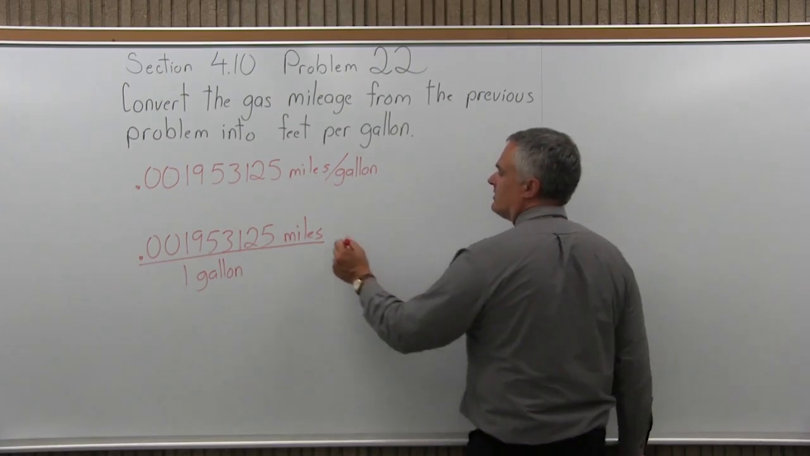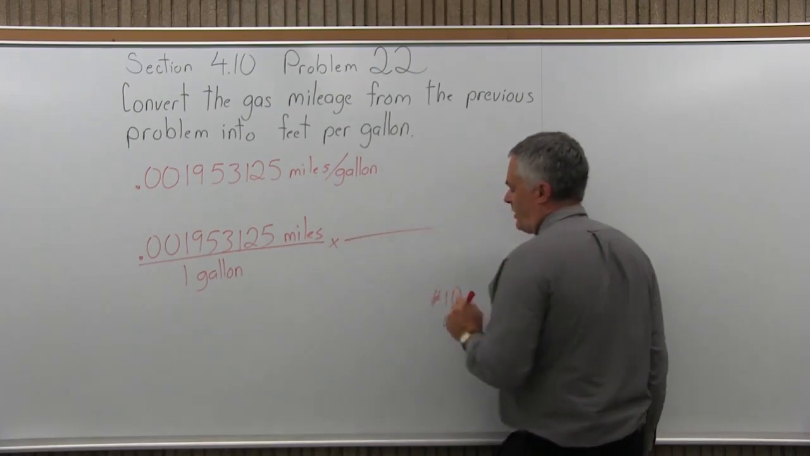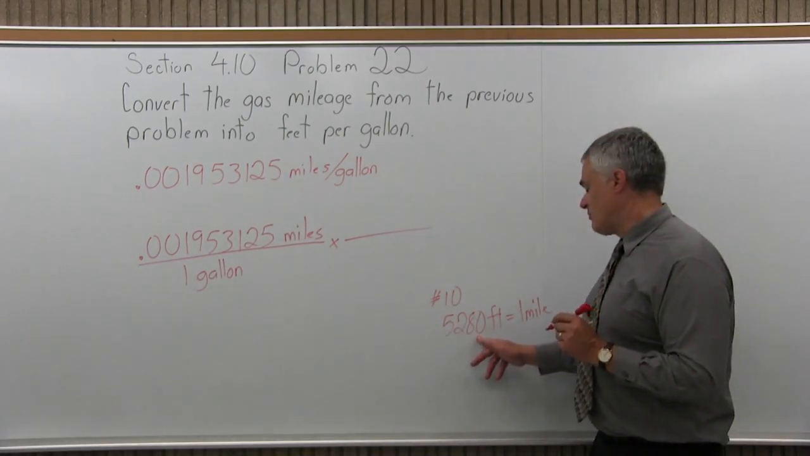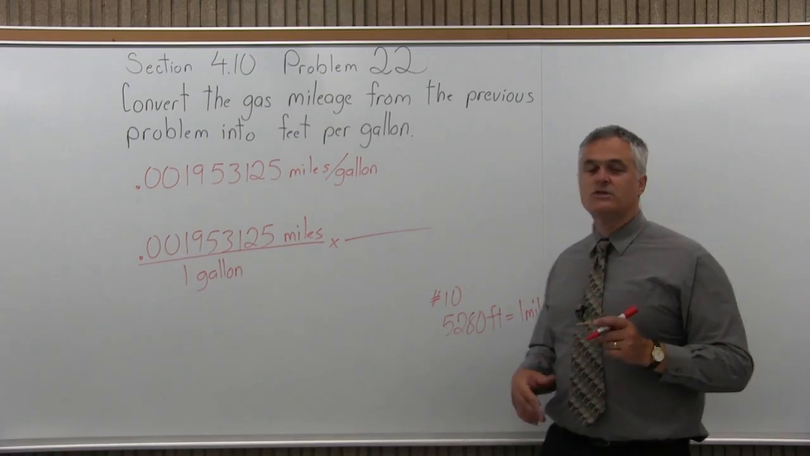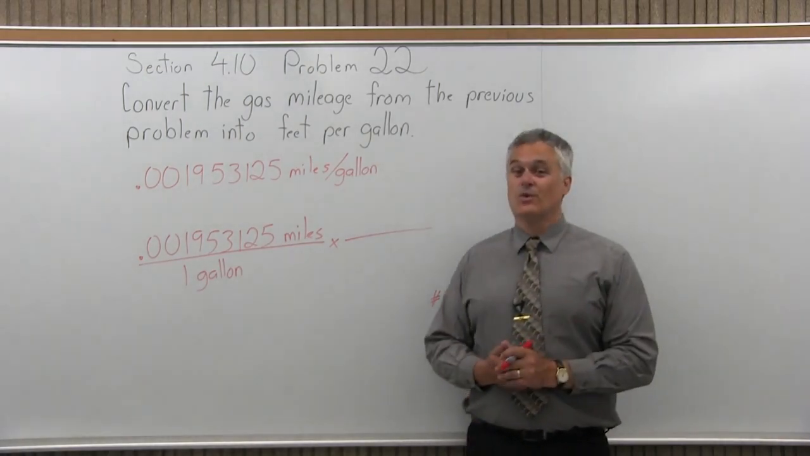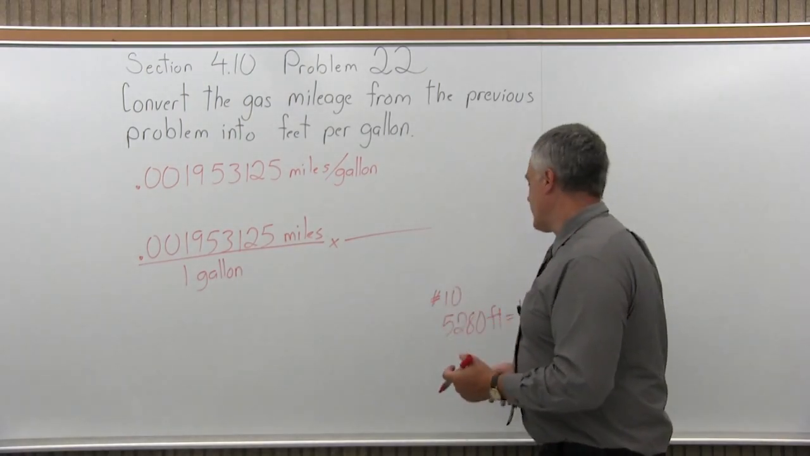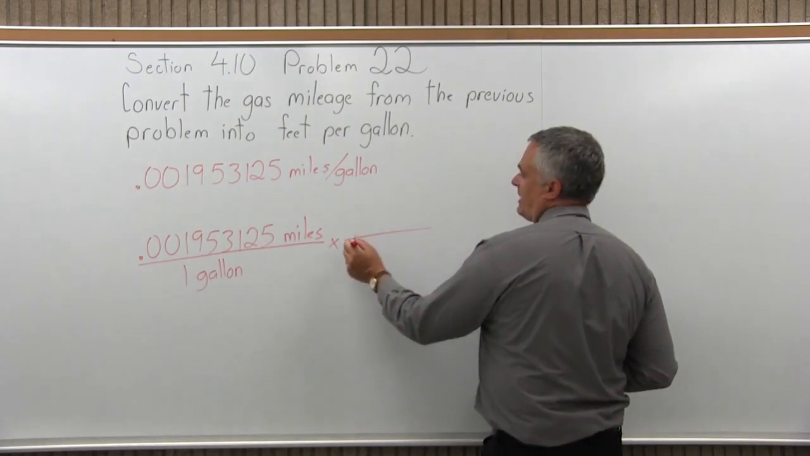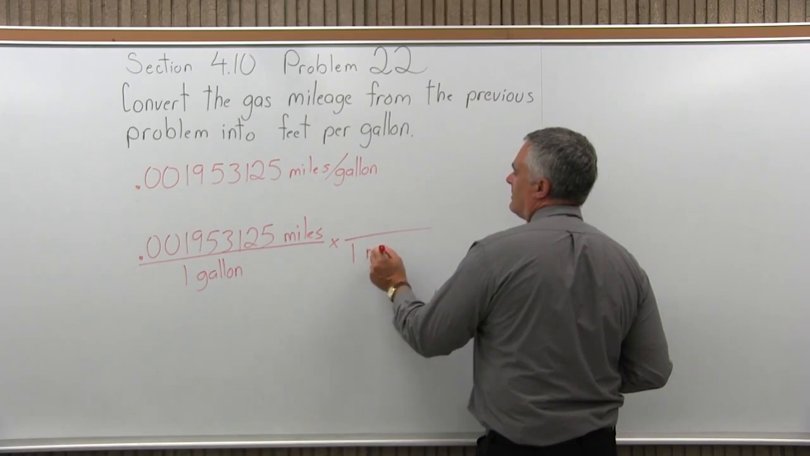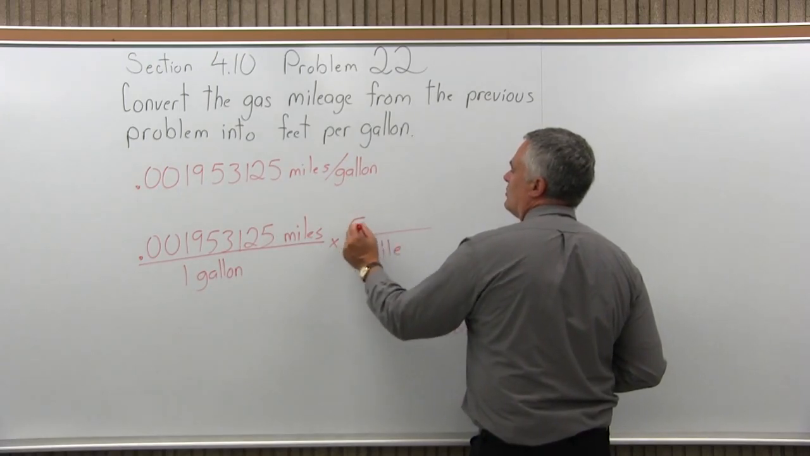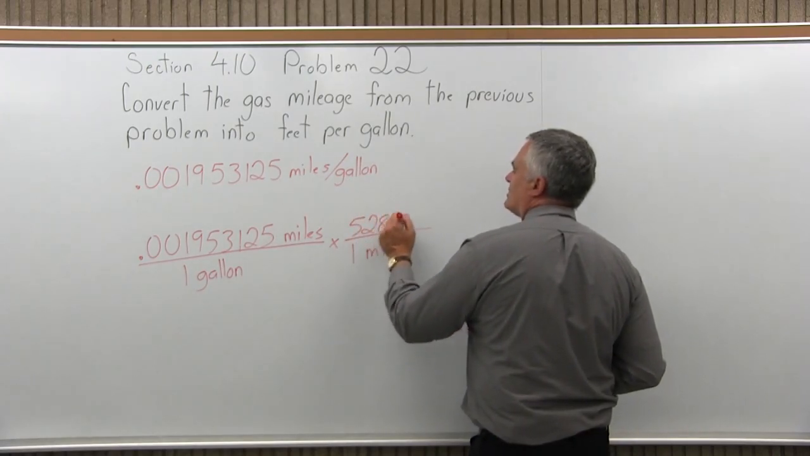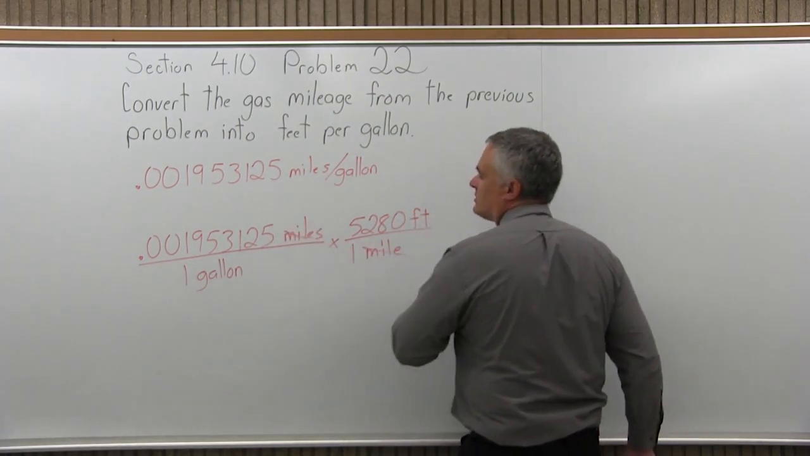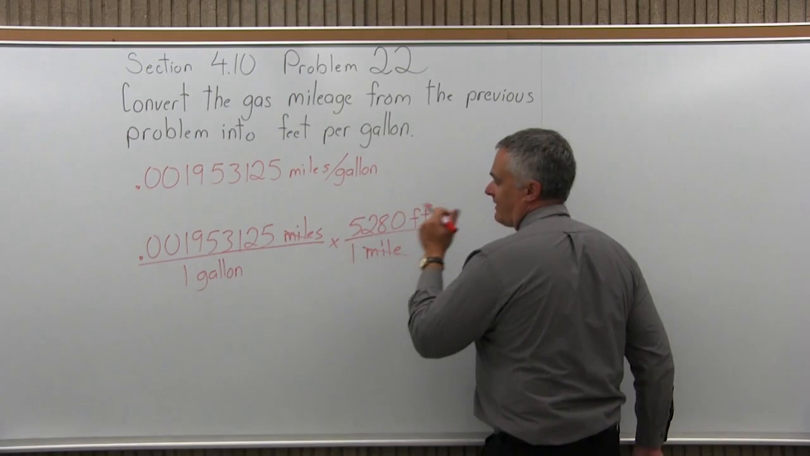So what I have to do is multiply that in a fraction. 5,280 feet will be in one part of the fraction, 1 mile in the other. You just have to decide what's in the numerator, what's in the denominator. Well, what do you want to cancel? I want the miles to cancel. So when I multiply, I want the mile to be in the bottom, 1 mile. And in the numerator, the equivalent amount is 5,280 feet. So now miles will cancel, and I'll have feet per gallon.